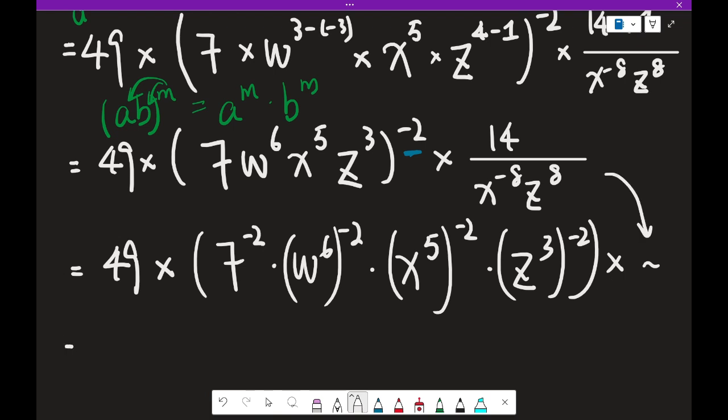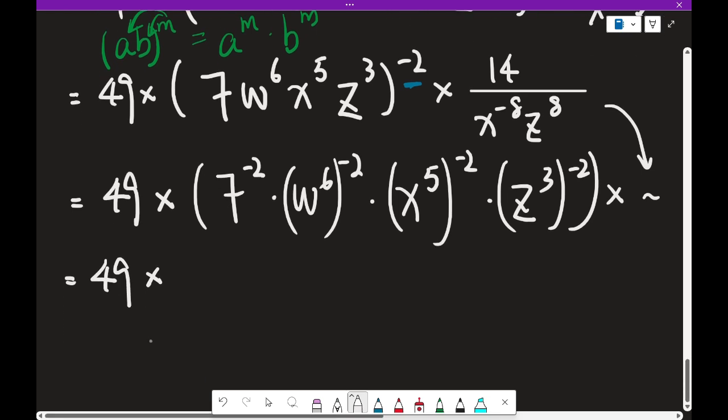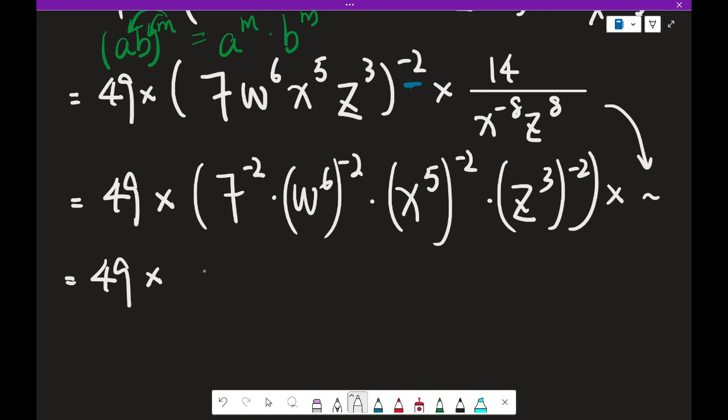And now let's see if we can simplify the distributed bracket. So 7 to the power of negative 2 is simply 1 over 7 to the power of 2. Why is that? Because we can use the identity a to the power of negative m equals 1 over a to the power of m, times w to the power 6 times to the power of negative 2.